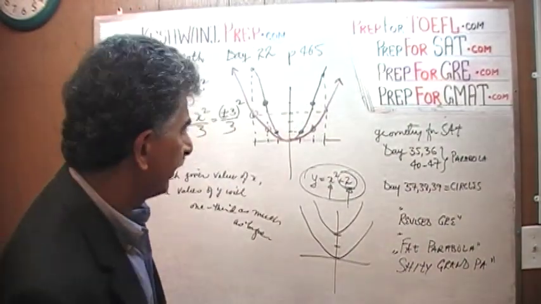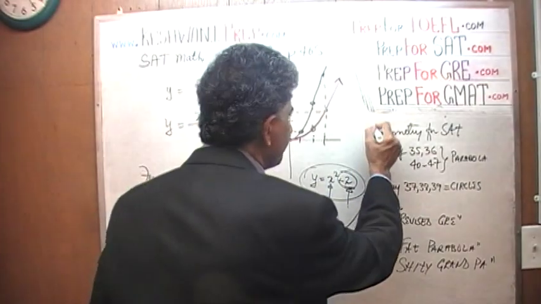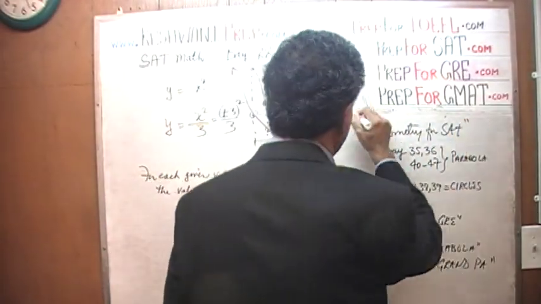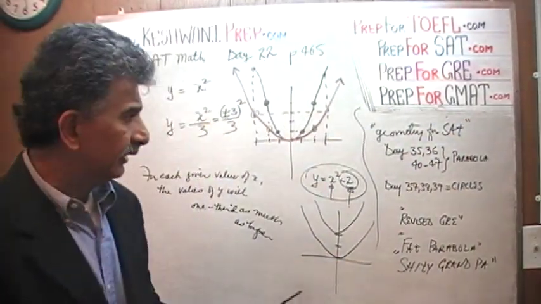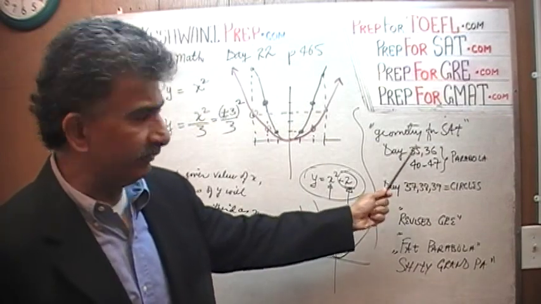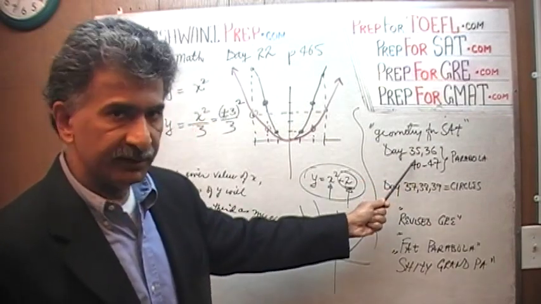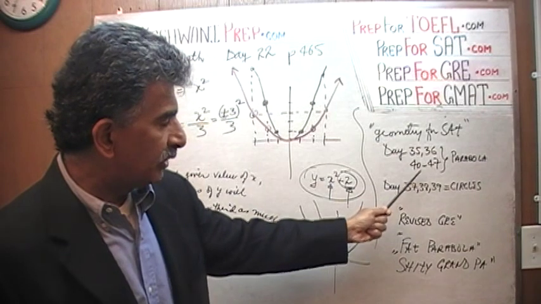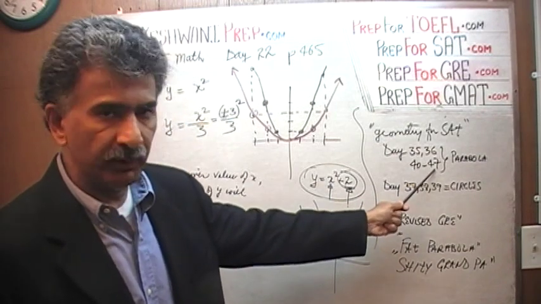Here are some videos I would like you to watch. Type in geometry for SAT. Type in this tag, geometry for SAT, and watch these days. Day number 35, just type in geometry for SAT, day 35 or 36 or 40 through 47, 41, 42, all the way up to 48.